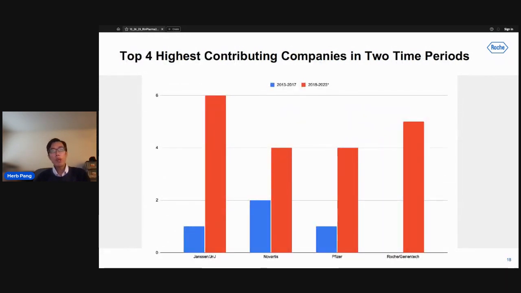In terms of the top 4 highest contributing companies in the 2 periods, we see across the board that there is quite an obvious increase in the number of publications comparing the 2 time periods, 2013 to 2017, to the red color, which is 2018 to 2023. A lot more publications, just as what we've seen in the overall trend that in the recent 5-6 years, there are a lot more publications in the open source tools in the artificial intelligence and machine learning area.